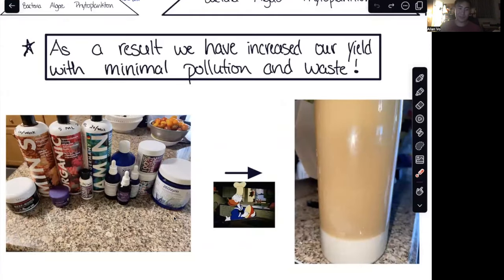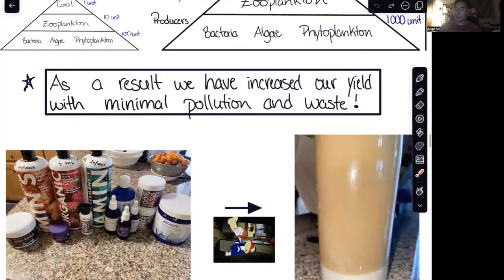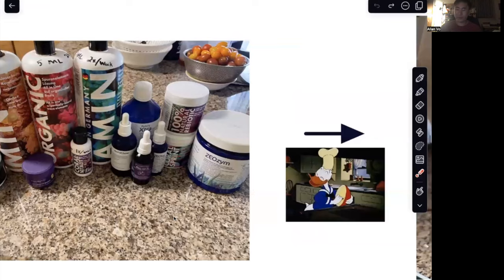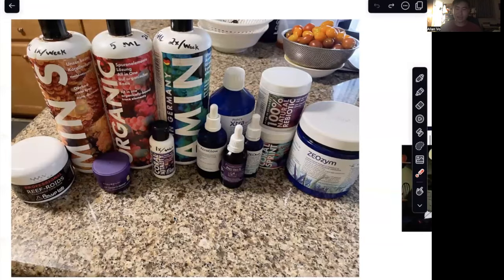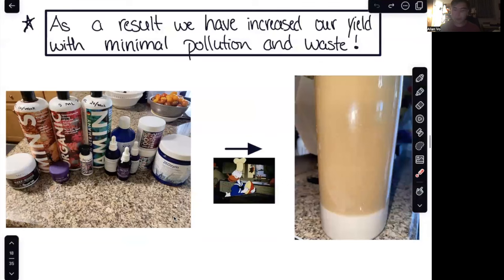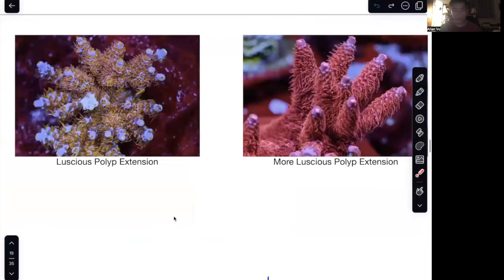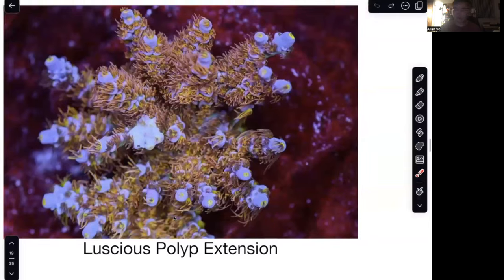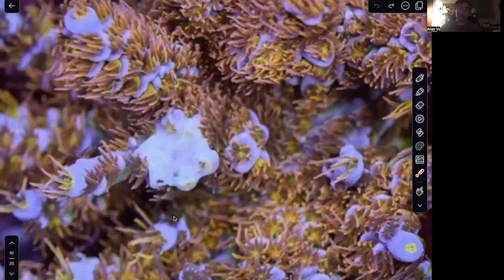So, as a result, we're going to increase our yield with minimal pollution and waste. That's because we're using living organisms to bind up all the nutrients and all the goodies, and we're turning it into a biomass that eventually the corals feast on. Now, that's quite yummy. And you can really see here what I can achieve in terms of polyp extension and just the quality of the polyps.